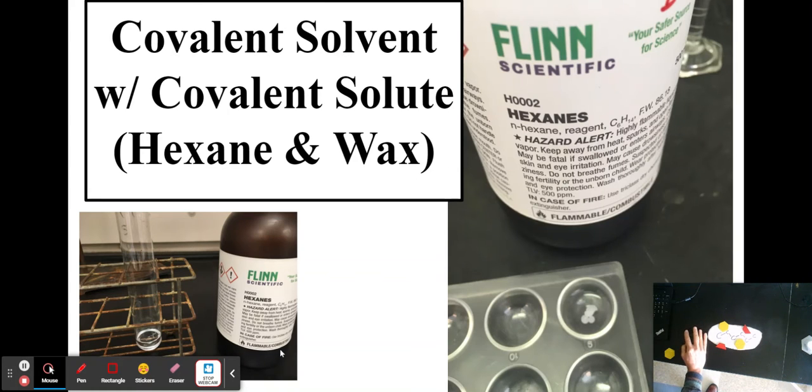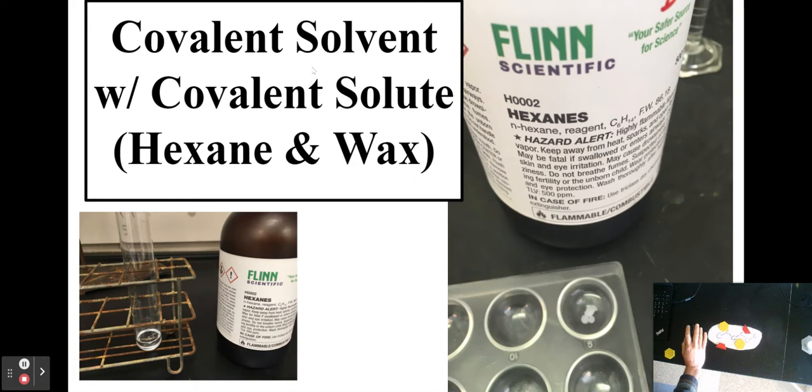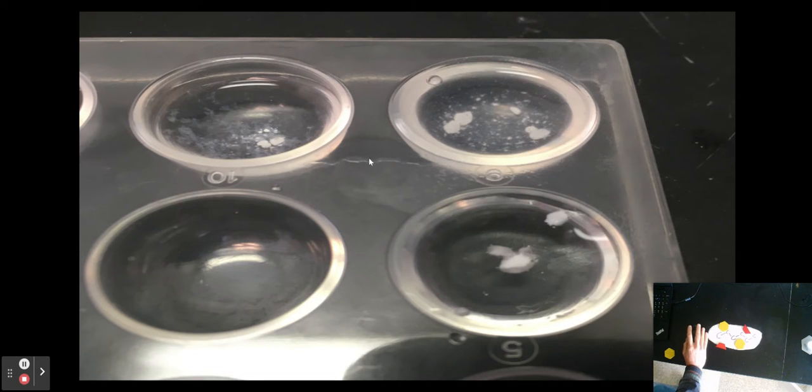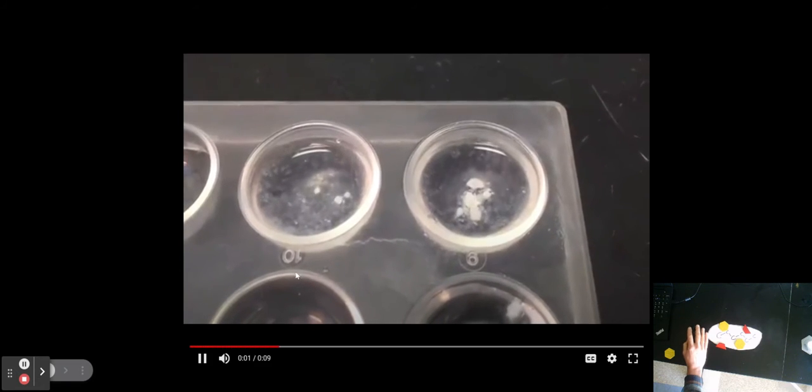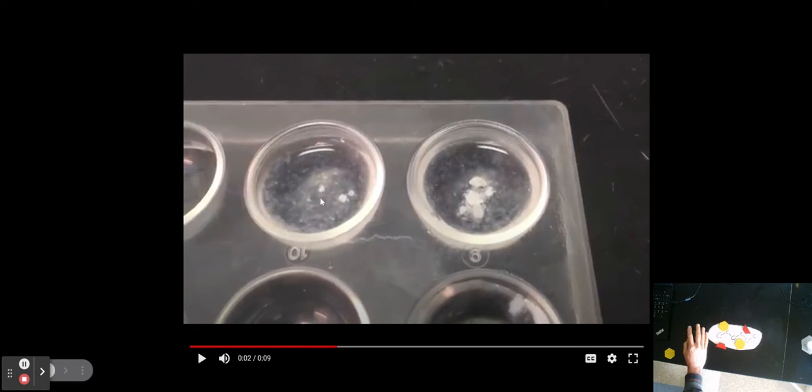Now let's look at what a covalent solvent and a covalent solute look like. This is hexane and wax. Here's the hexane, just this clear liquid. I stirred it up quite a bit. You can see this is the water. Pay attention to what happens to the wax at this point. You can see the wax is totally moving around in the solvent.